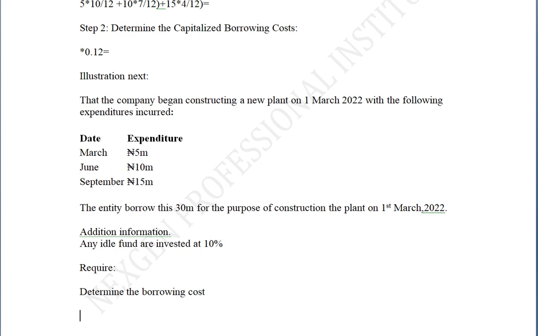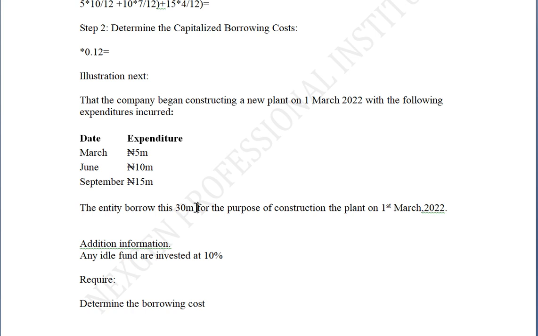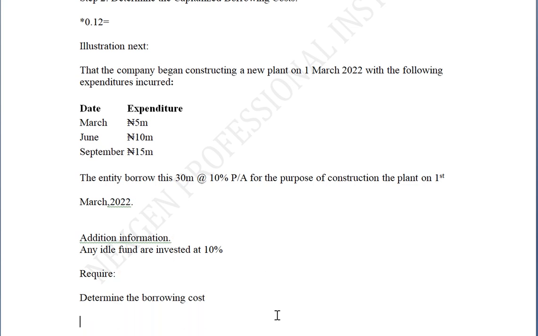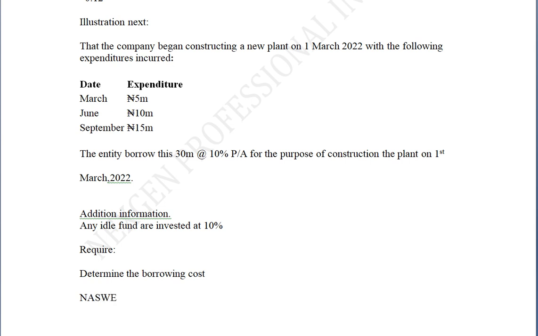The first thing first that we will determine, 10 million naira at 10% per annum for the purpose of the construction of this plant, as it were. So our answer now, the first thing first is to determine the borrowing cost.